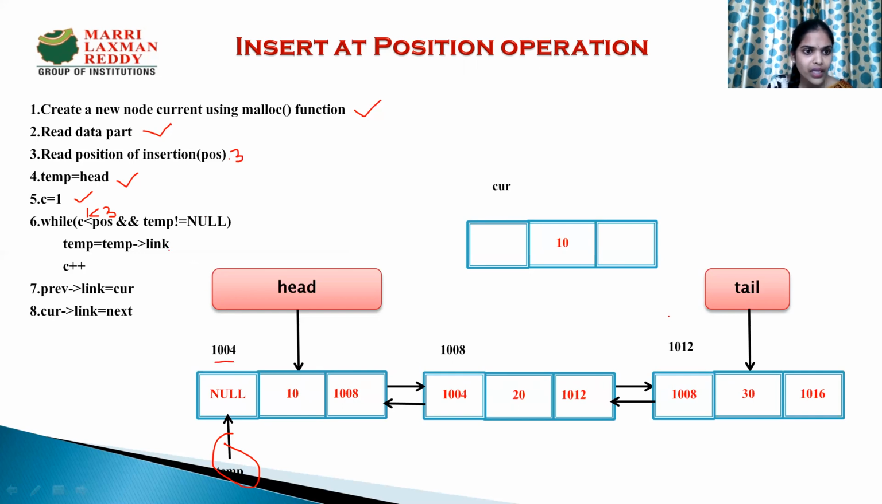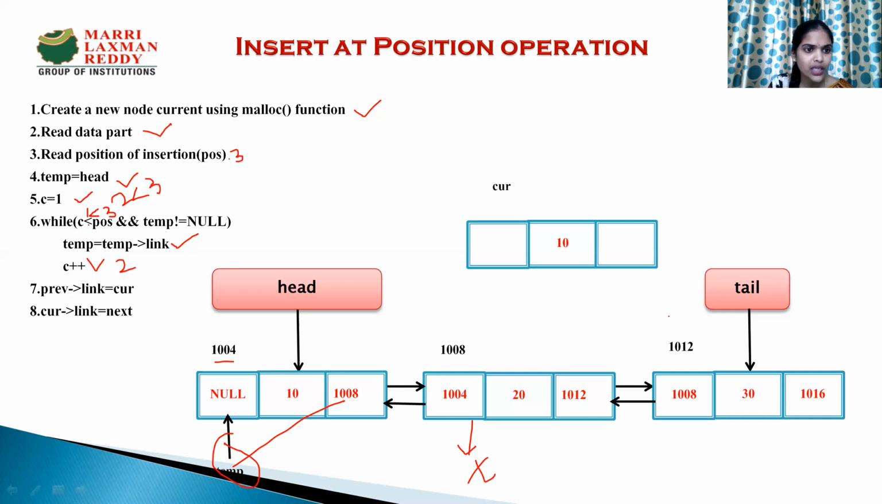Now I'm moving temp from this node to the next node by using the statement temp equals temp link. It means temp is moved to the temp link place. What is temp link? In temp link, 1008 is there. So temp is moved to this position. Now I'm incrementing the count. Now count becomes 2. Again, I'm repeating the while loop. Now I'm checking, is 2 less than 3? Yes, 2 is less than 3.